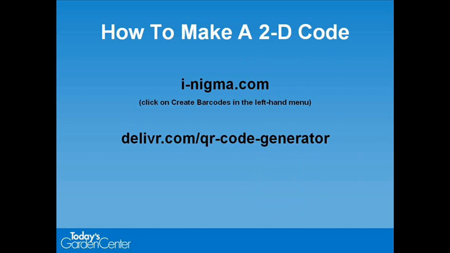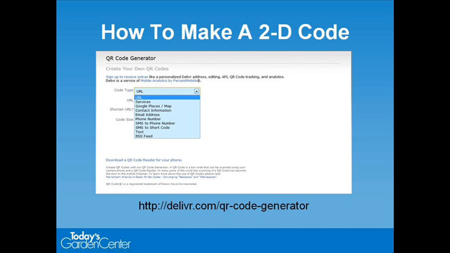The QR code is the original 2D code, and it's black and white. It's easy to create. Pick a QR code generator website like enigma.com or deliver.com, which are both shown here. We'll walk through both of these, as well as the Microsoft Tag Creator. If you're using Deliver, go to the website deliver.com/QR-code-generator and choose from the drop-down menu where you'd like the QR code to send your customer.